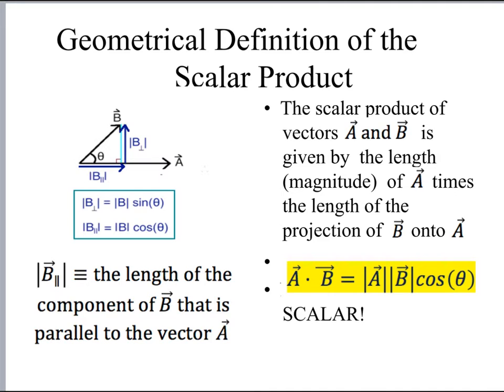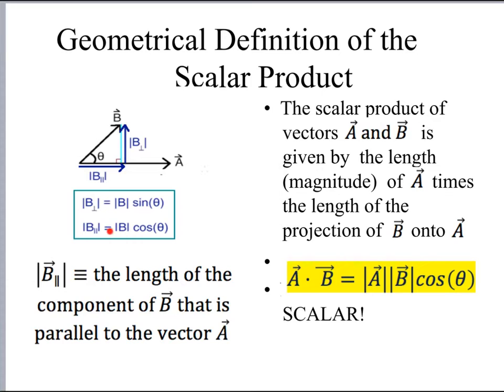Now, if I look at these two components, we can see clearly that B parallel and B perpendicular can be defined by trig. I can write out that the magnitude of B perpendicular, that's its length, is going to be B times the sine of theta. B perpendicular is opposite to theta, so opposite and hypotenuse make sine. If I solve for B perpendicular, I get B sine of theta, where B is the length of the original vector. B parallel is B cosine of theta.